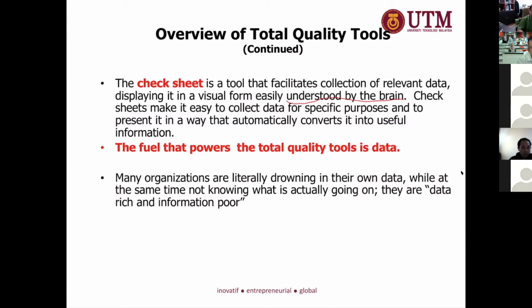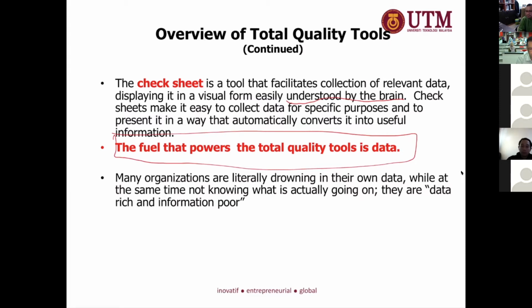This is a very important statement: the fuel that powers total quality tools is data. Again, data is very important, particularly nowadays during the data analytics era. So it's really important. But how are you going to capture your data to make it usable for data analytics?